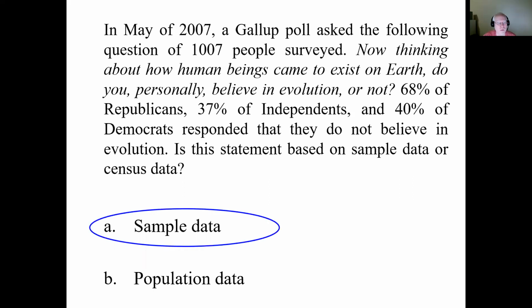So this is sample data. Usually if you see the word poll in something, or surveyed, you're pretty sure. Usually we don't do a survey of the entire population, so you're usually pretty confident that we're dealing with sample data. Also, 1,007 people were surveyed, unless we're dealing with a very small town, then that would be a very small population. So here there's a lot of different clues that could tell us that in this particular case, we're dealing with sample data.